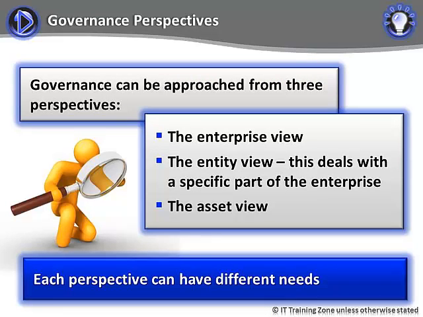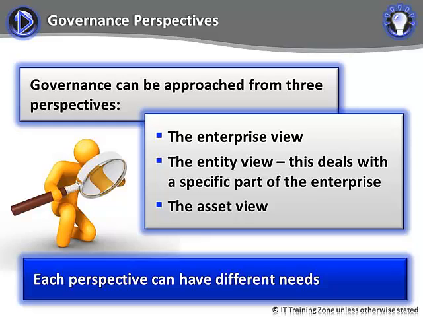Governance can be approached from more than one perspective. Three perspectives are commonly recognized. The enterprise view, that is, the governance of the whole enterprise. The entity view. This deals with a specific part of the enterprise, a business unit or a function, for example. And the asset view. Assets may be tangible or intangible.